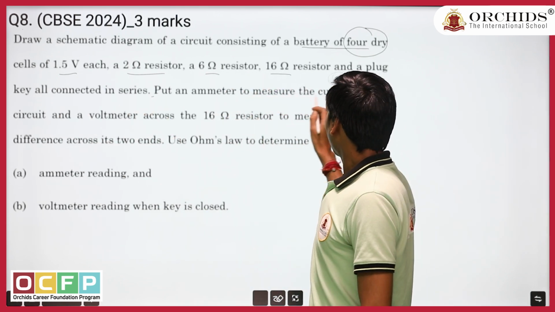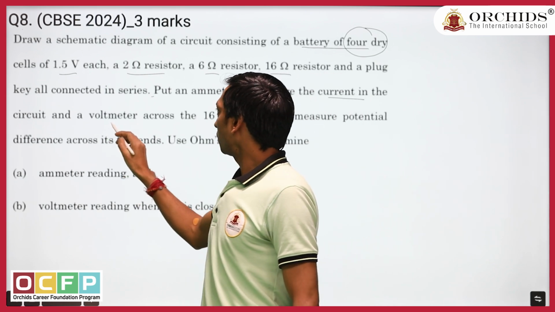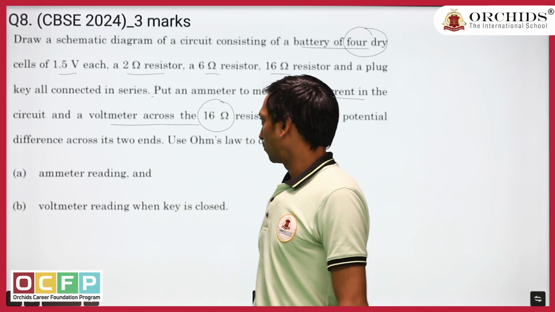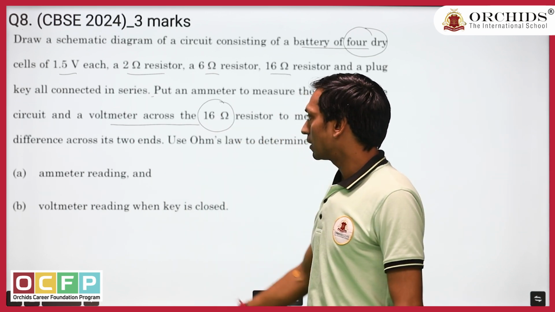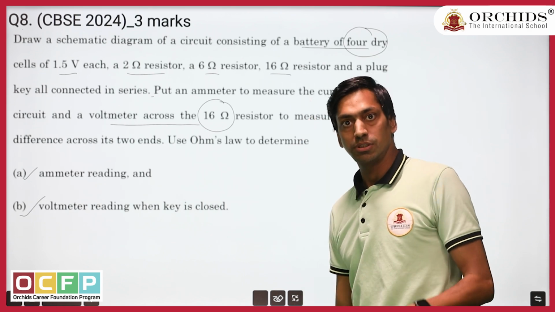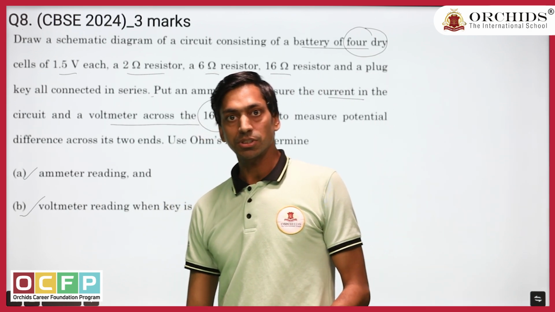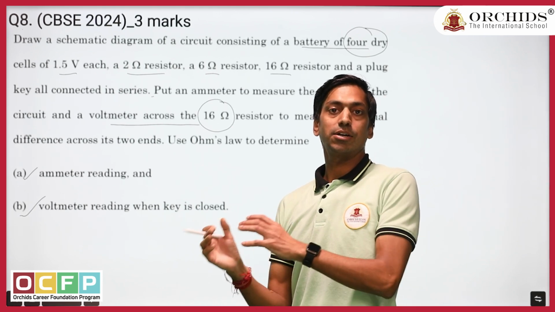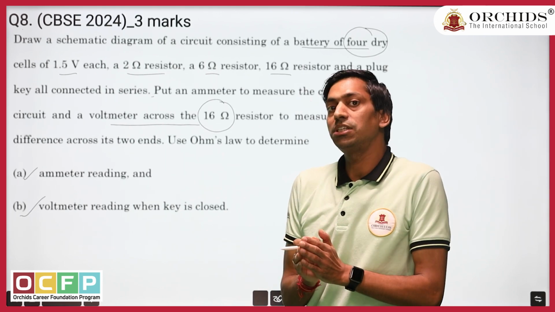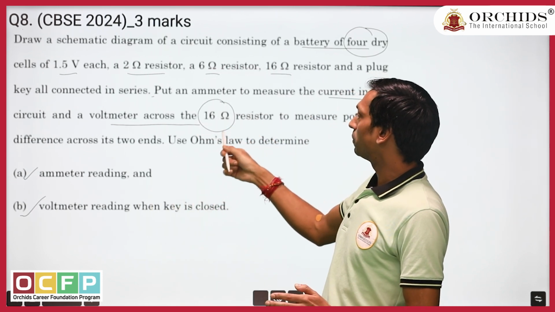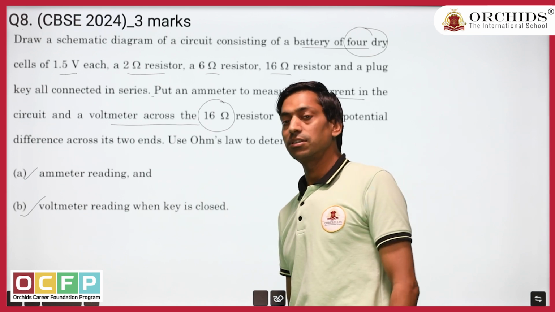Put an ammeter to measure the current and a voltmeter across the 16 ohm resistor to measure the potential difference. Using Ohm's law, determine the value of the ammeter reading and voltmeter reading when the key is closed. Now when you're closing the key, the circuit is closed, and we have to find out how much current is flowing through the circuit, that is recorded by the ammeter, and what is the potential difference across the 16 ohm resistor, that will be recorded by the voltmeter, because we are connecting the voltmeter across the 16 ohm resistor.